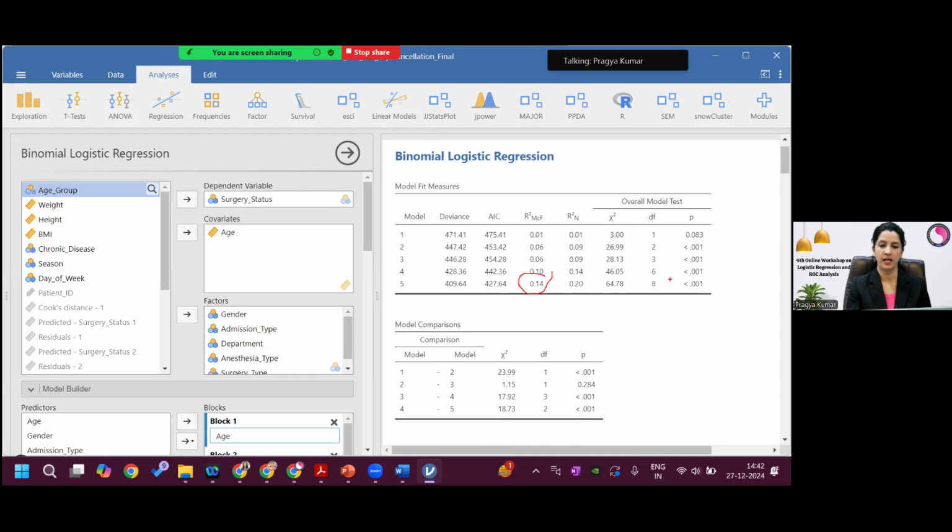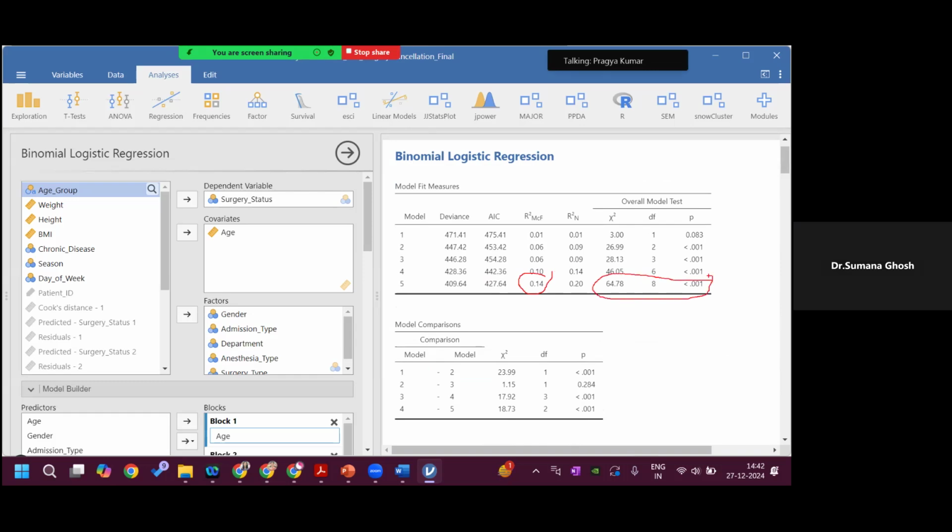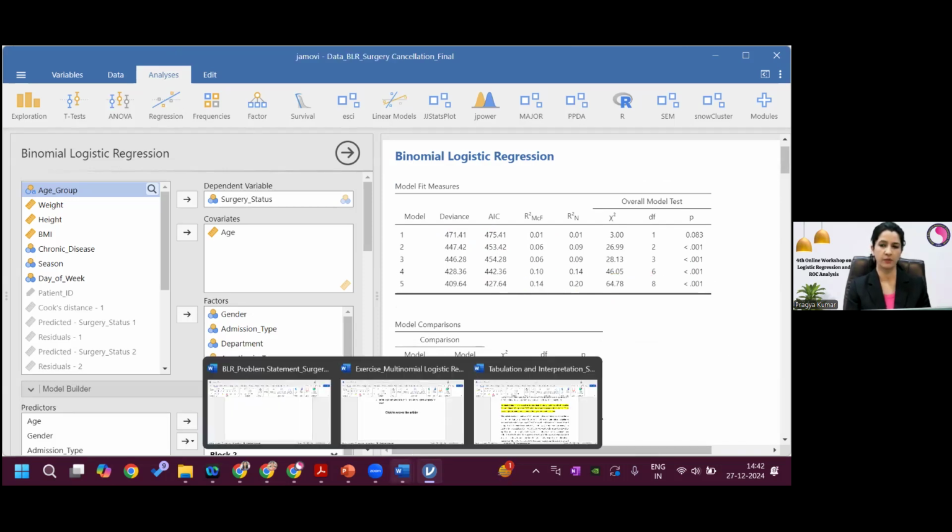This one and this overall model test should also be there. If you don't like, you can skip these deviance, AIC and BIC, but McFadden R square and overall model test. And we have shared that template probably. You can use that template.